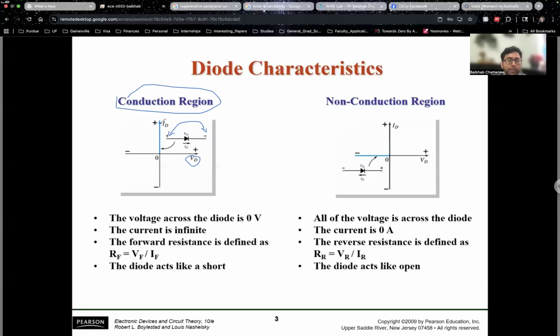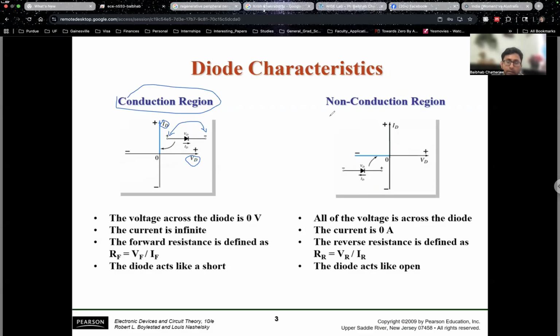And let's say you want to measure the diode current, ID. If the diode is forward biased, that means you're connecting a higher voltage to the positive terminal of the diode and a lower voltage to the negative terminal, like it is done in this particular figure, you will see a large amount of current flow through the diode. The diode acts as a short.